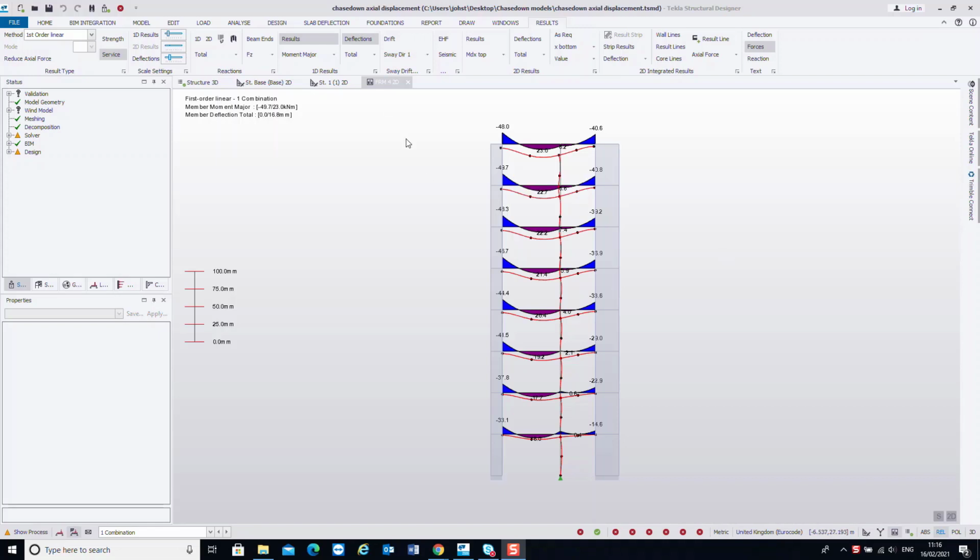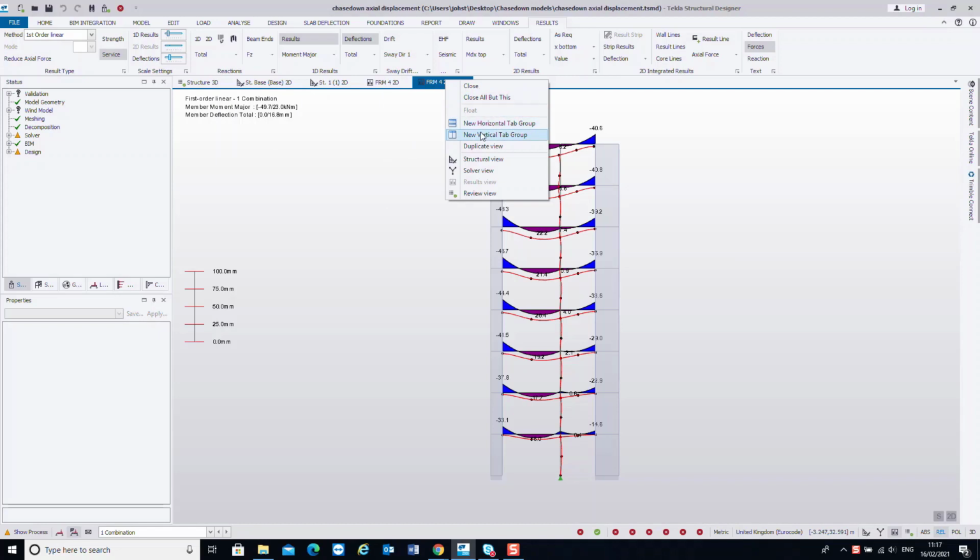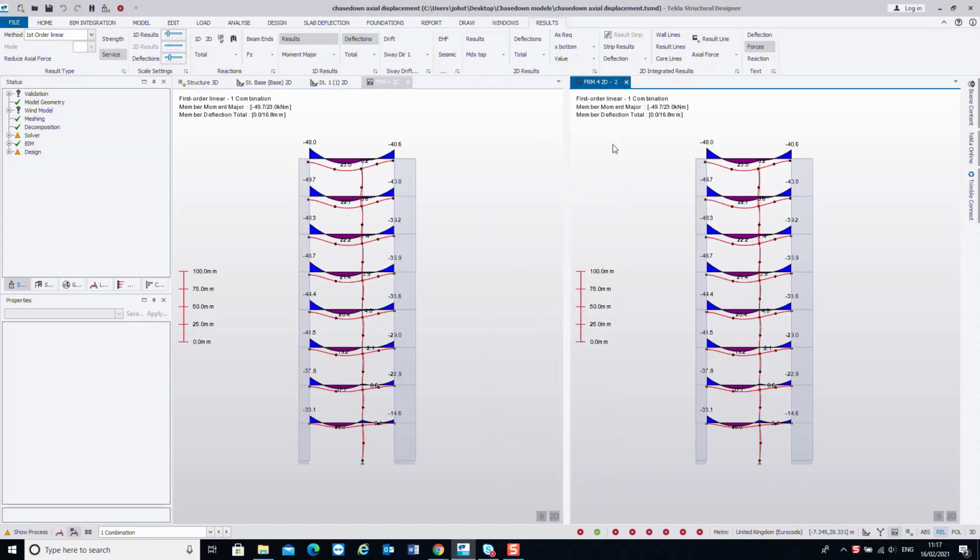So for this section I'm going to be looking at the results along frame number 4. Then by duplicating this view and moving it to a new vertical tab group, we can compare the building analysis results to our Grillage Chasedown results.